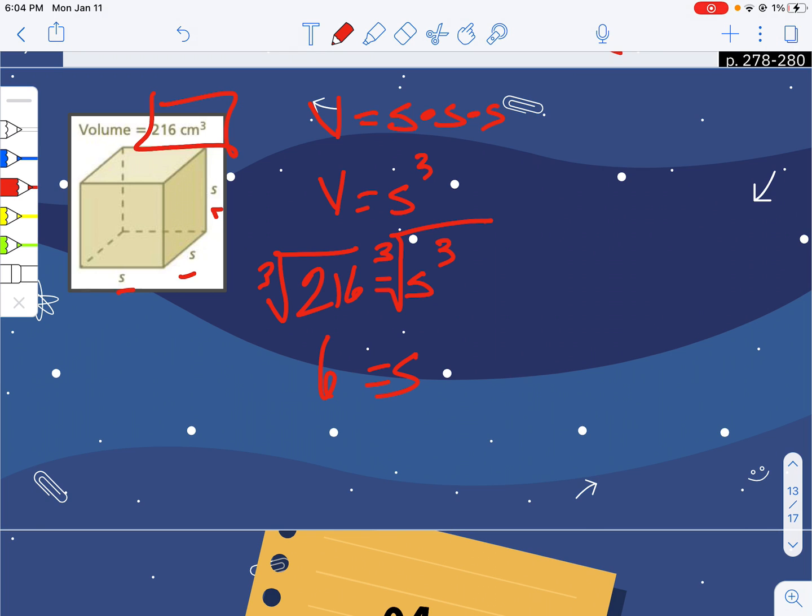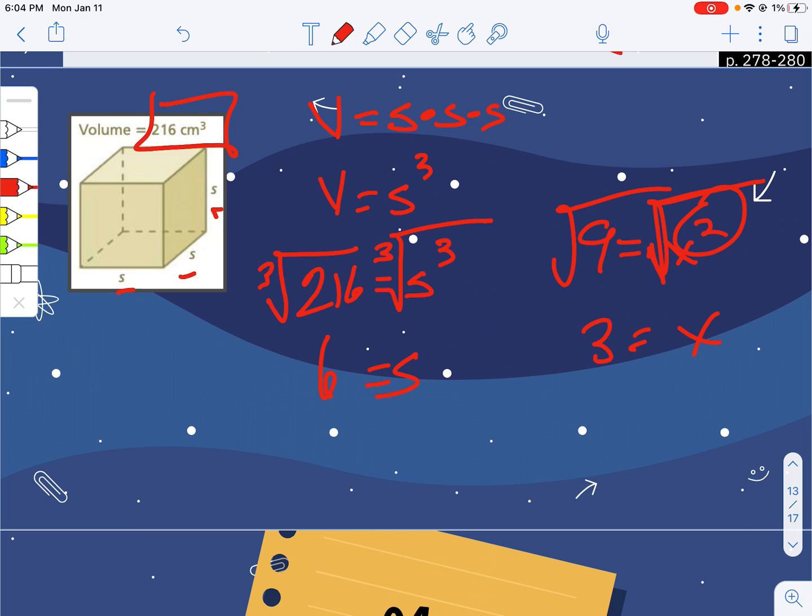Now this makes sense because in algebra we're used to seeing something like this. 9 equals x squared. And we say, all right, how do we get rid of this square in the exponent? Well, we take the square root of each side. We see that x equals 3. We're applying the same idea.